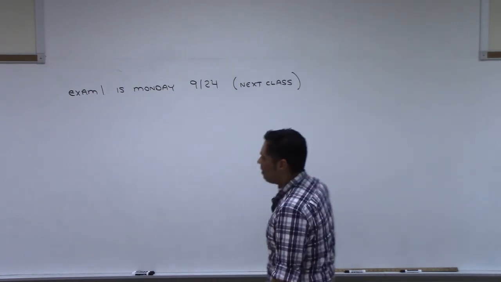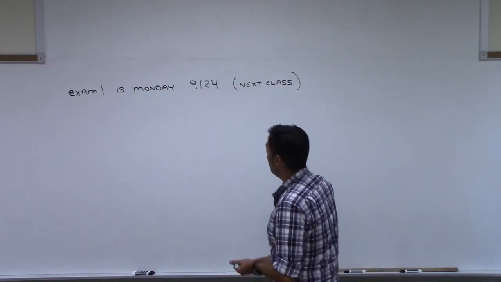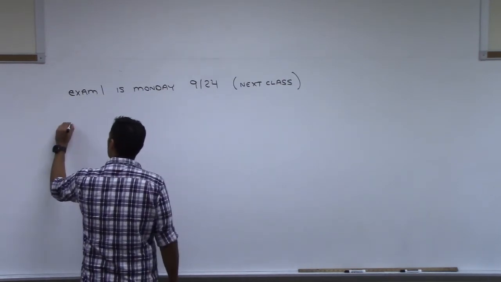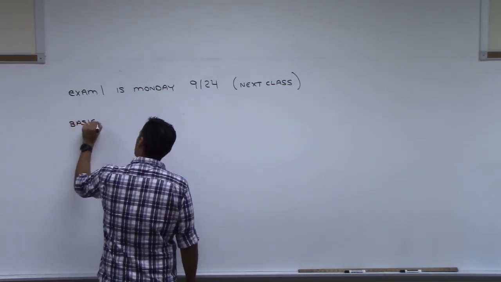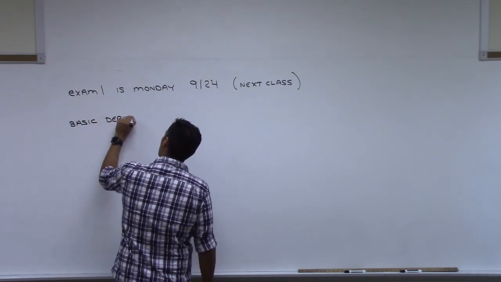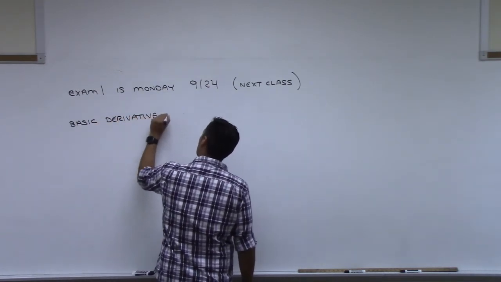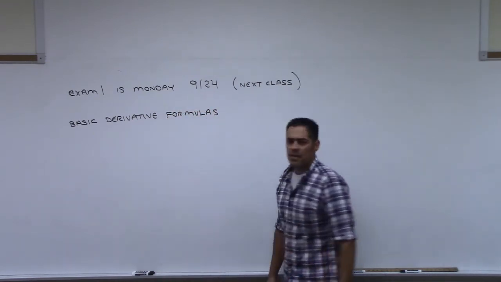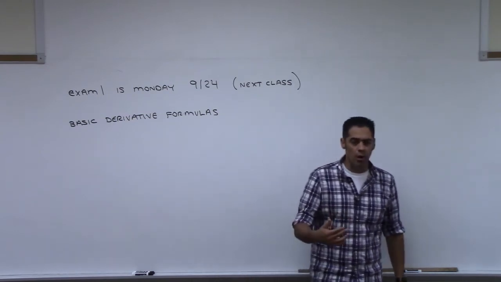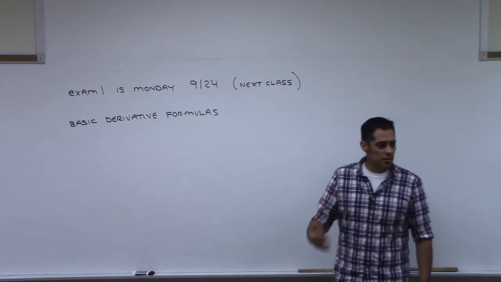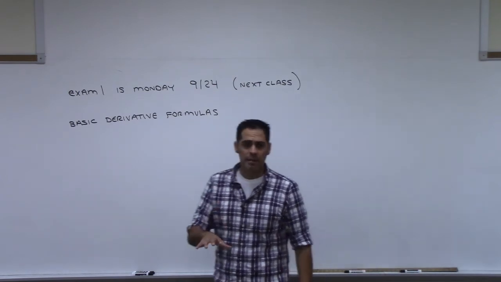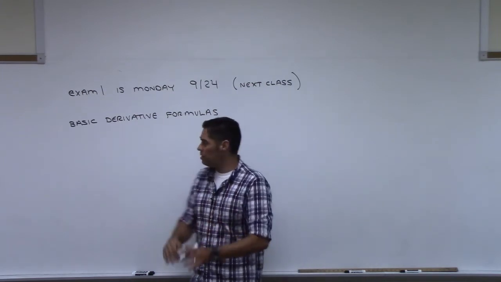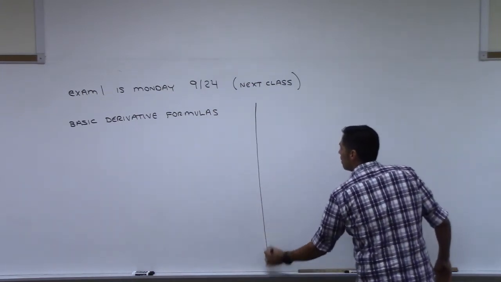All right, so today what we need to do is finish up those basic derivative formulas. And just to be clear, because I think there was some confusion with the homework, when it comes to finding the derivative of a function, at this point, there's two ways to do it. There's the way that we use the limit definition. Okay, so let me clarify this.